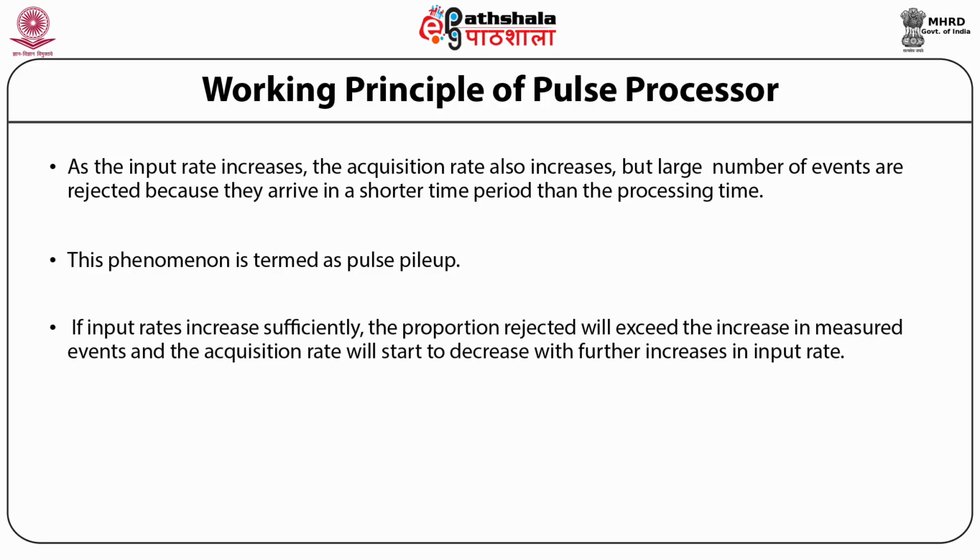If input rates increase sufficiently, the proportion rejected will exceed the increase in measured events, and the acquisition rate will start to decrease with further increases in input rate. This situation is most dramatic for the longer process time.